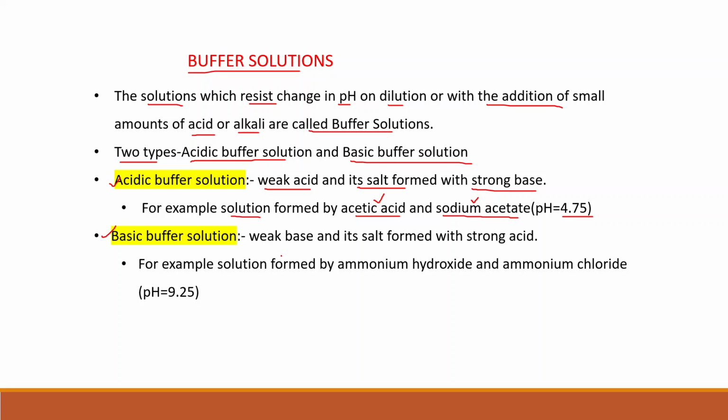Basic buffer solution. This is made up of weak base and its salt formed with strong acid. For example, the solution formed by ammonium hydroxide and ammonium chloride, and its pH is 9.25. Ammonium hydroxide is a weak base, and ammonium chloride is the salt of ammonium hydroxide with hydrochloric acid, which is a strong acid.